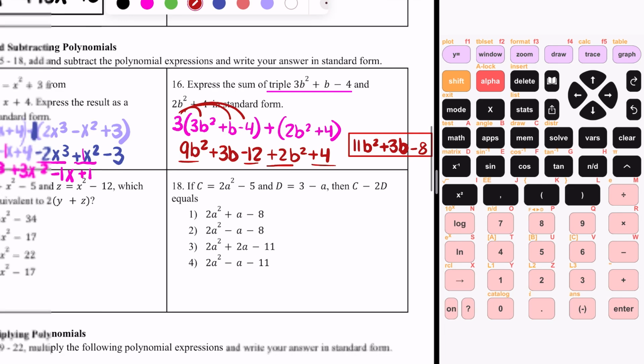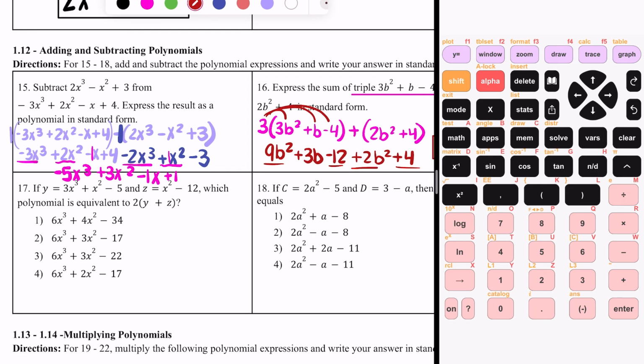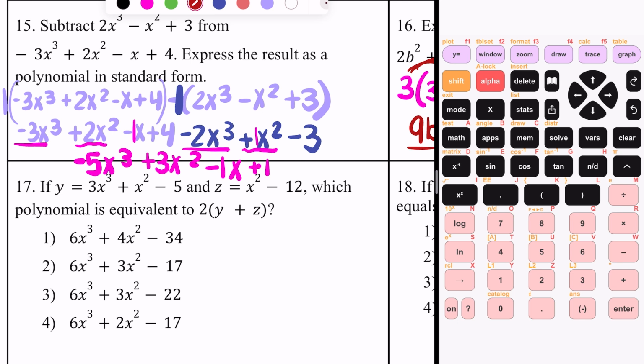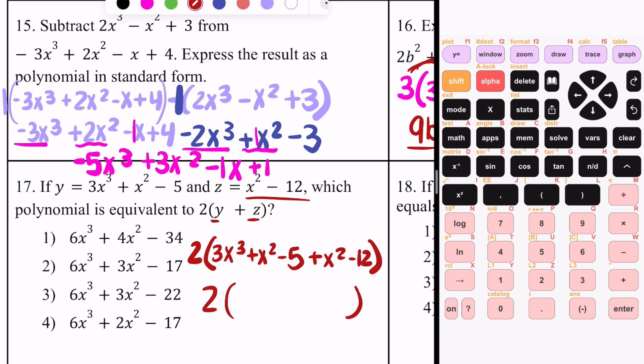All right. Now these are two questions. Let's look at number 17. If y equals this and z equals this, which polynomial is equivalent to 2y plus z? So 2, then we have to put what y is: 3x to the third plus x squared minus 5, plus whatever z is, x squared minus 12. You could multiply first and then combine like terms, or you could combine and then multiply. I'm going to combine then multiply.